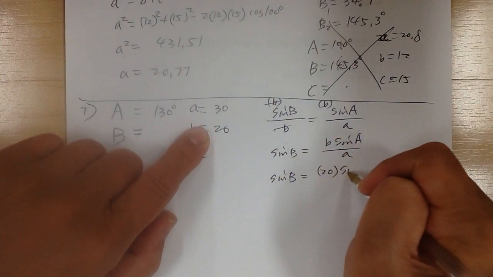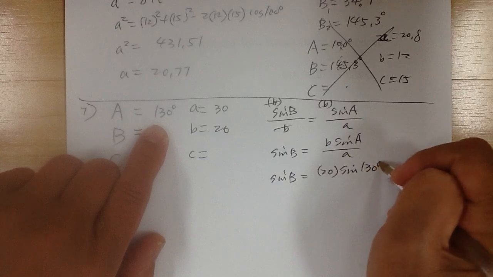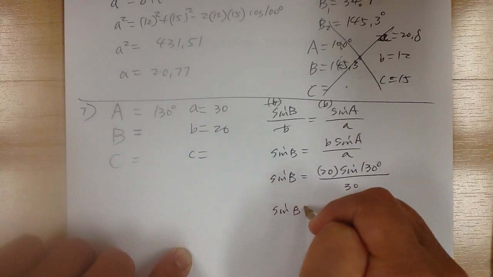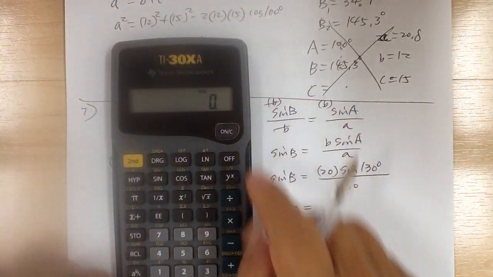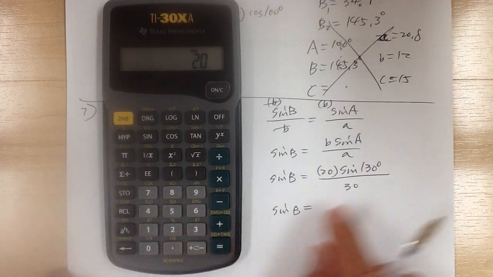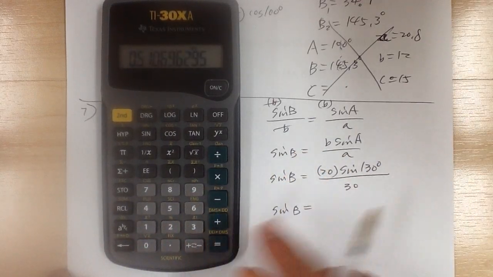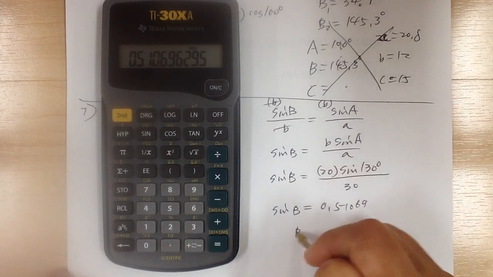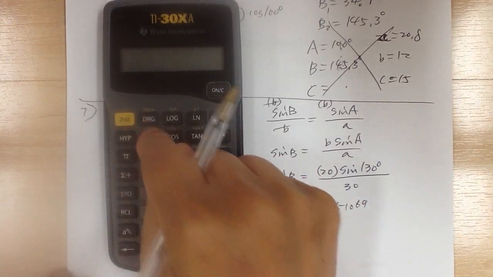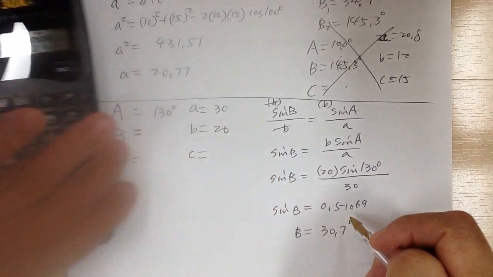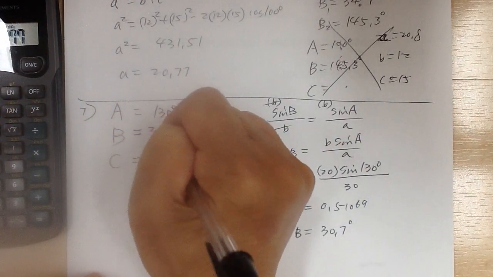So b is 20, sine of 130 degrees over 30. So sine B equals, get the calculator, so sine 130 times 20 divided by 30 equals 0.51069. And so you go second sine, and so B will equal 30.7 degrees. Okay, so it'd be 30.7 degrees.